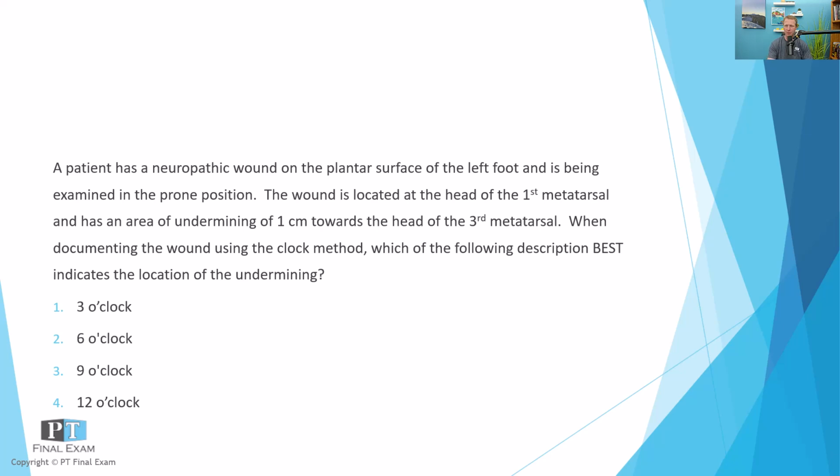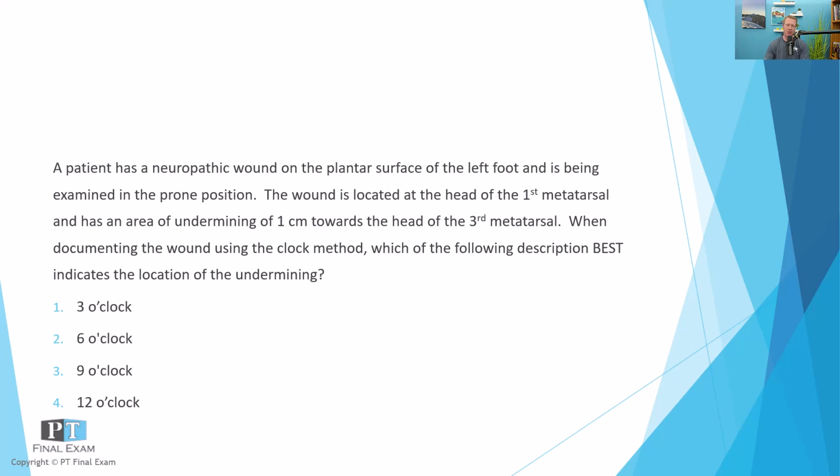So we have a patient with a neuropathic wound on the plantar surface of the left foot being examined in the prone position. The wound is located at the head of the first metatarsal and has an area of undermining of 1 centimeter toward the head of the third metatarsal. When documenting the wound using the clock method, which of the following descriptions best indicates the location of the undermining? 3 o'clock, 6 o'clock, 9 o'clock, or 12 o'clock. So again, we've got a wound at the first metatarsal head that has undermining toward the third metatarsal head. Which description, when using the clock method, best indicates the location of the undermining? 3, 6, 9, or 12 o'clock.